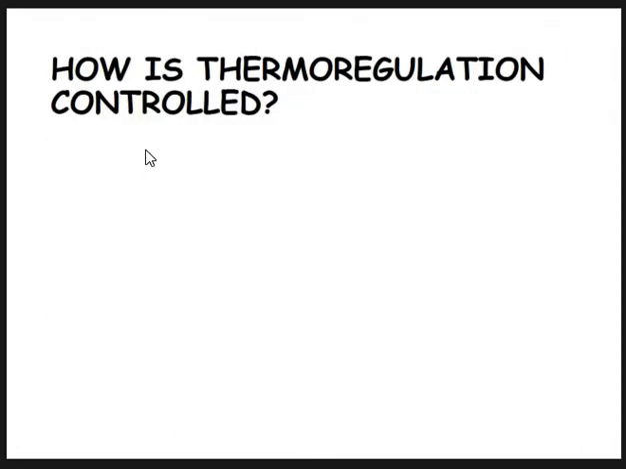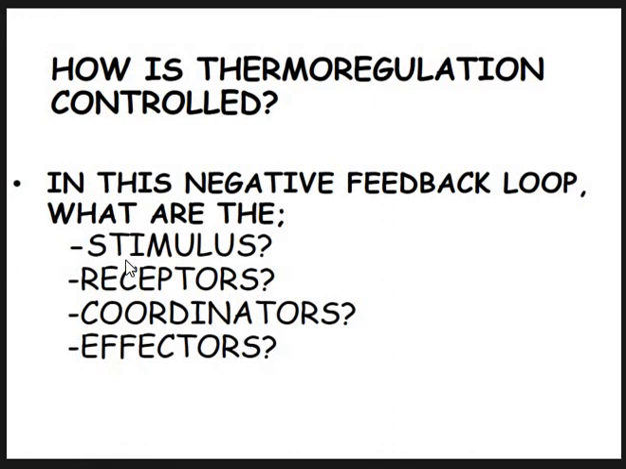How is it controlled? Well, it's a negative feedback loop. So there will be a stimulus, there will be something to detect the stimulus, something to coordinate that, and effectors that bring about the response. So what I want now is for you to have a think about what the stimulus, receptor, coordinator and effectors are in terms of the thermoregulation negative feedback loop. And we'll go through it.